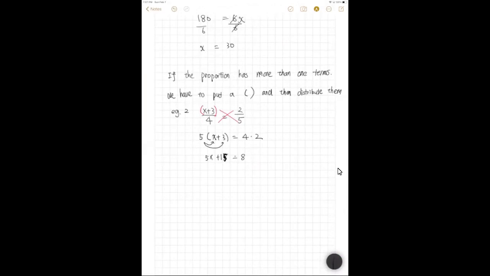Okay, and then what would you do? You subtract 15 on both sides. You will have 5x equals -7. Then you divide by 5 on both sides. So x is equal to -7 over 5.